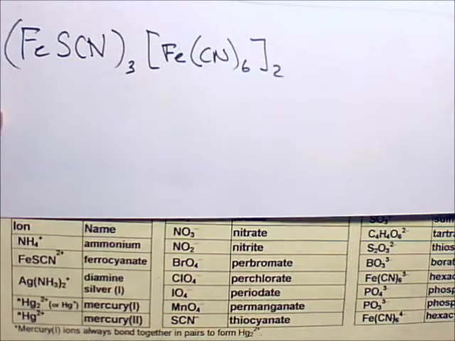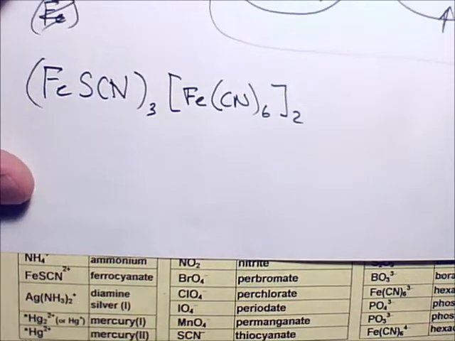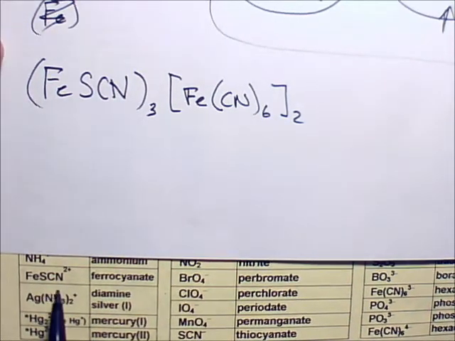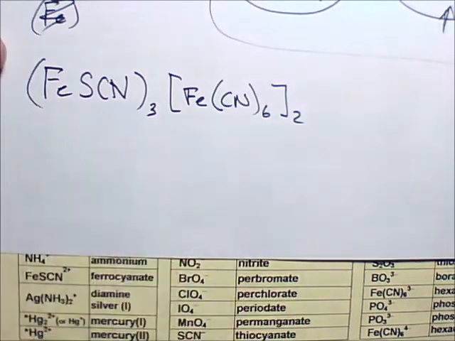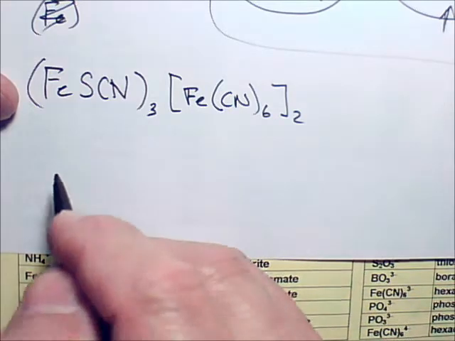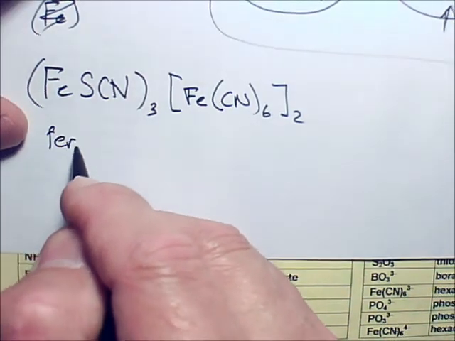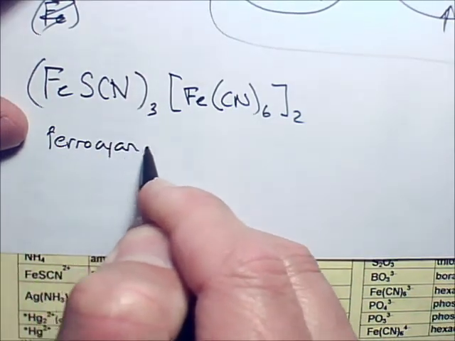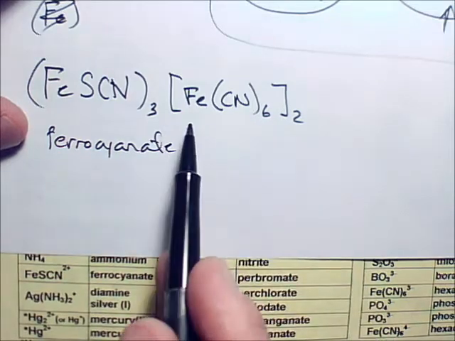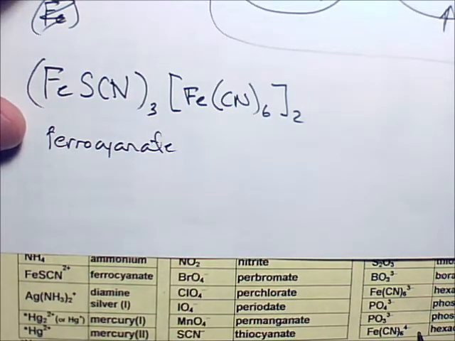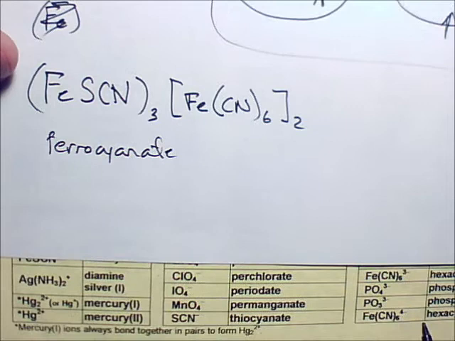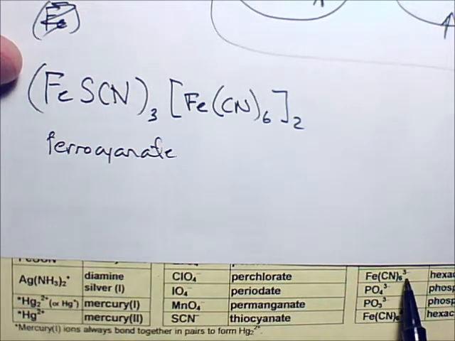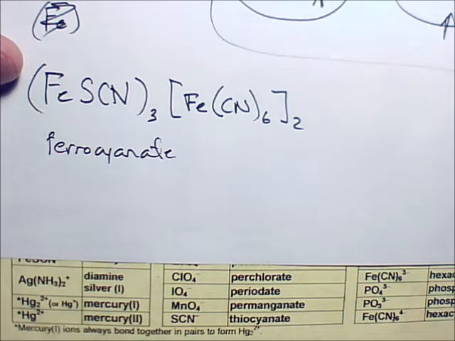Now, make some room. Well, the first part is this part right here. There's F-E-S-C-N. So that's ferrocyanate, isn't it? Okay. And now we're going to look for this one. Well, yeah, but look here. There's two of them. We got to figure out which one it is.